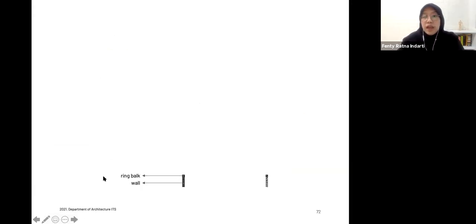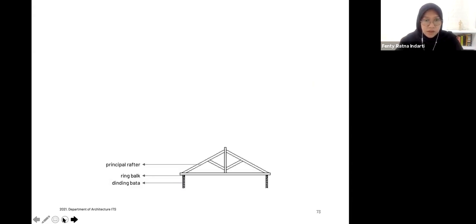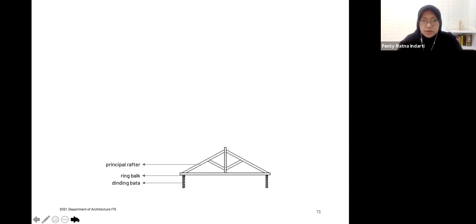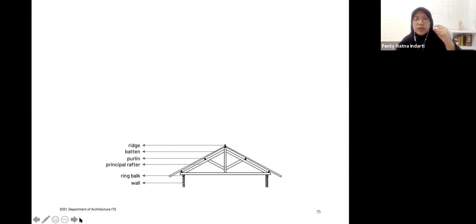Next one, this is how you draw in section. In section, you start with the wall. That's why I mentioned that when you try to draw a section of a roof, you start from the bottom and go up. And this is starting from the wall and also the ring bulk as a supporting point. And then you draw the principal rafter like this. And then add the purlin, of course. And then next is any additional stuff such as batten, and then also ridge as well.